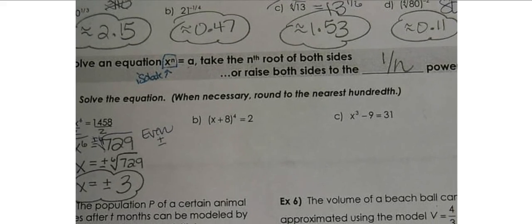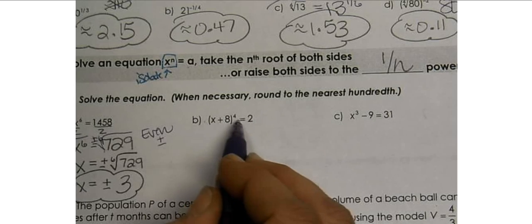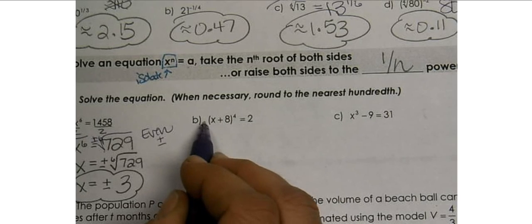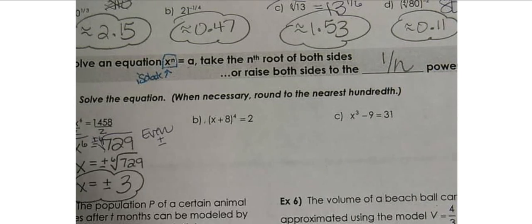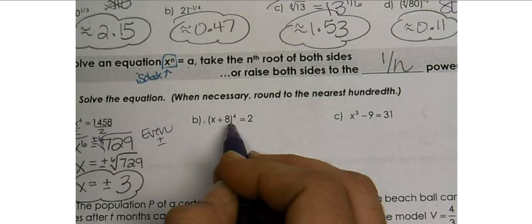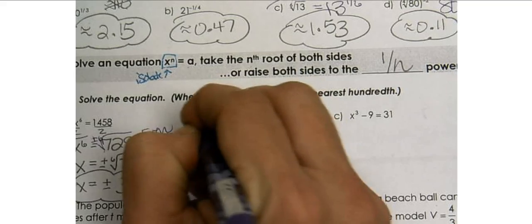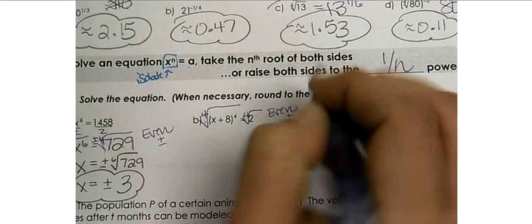Let's look at letter B. Notice that we don't have anything on the outside that's being multiplied by that quantity to the 4th, nothing being added or subtracted. So in this case, we can start right away. Again, this is an even index, so I'm going to take the 4th root to get rid of it, and because it's an even index, I'm going to use plus or minus.